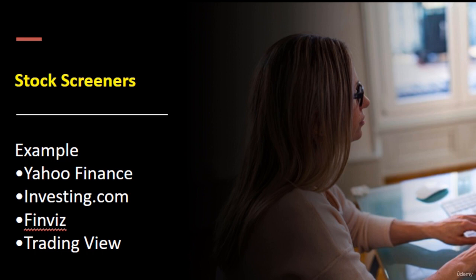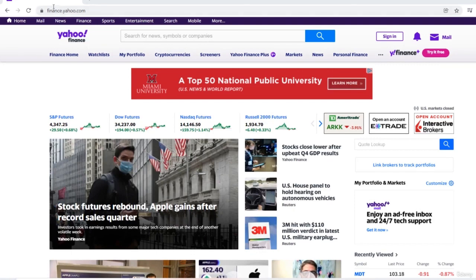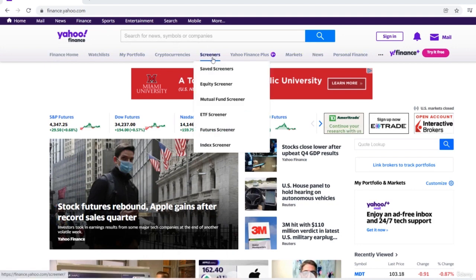But here is how we can use these stock screeners to look up stocks. We're going to look at Yahoo Finance in this demo and show you how to put these together and how you can do this on your own. Okay, I'm over at finance.yahoo.com. Sometimes it'll look a little different depending on what market you're in, but you can type in your ticker symbol right here. But we're going to go to screeners here.